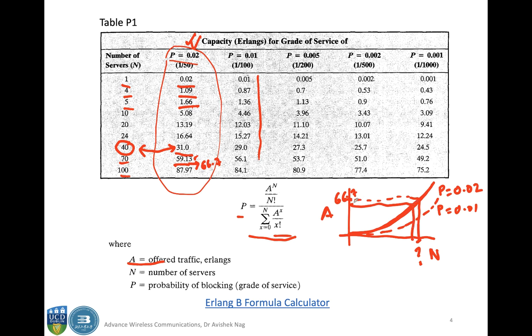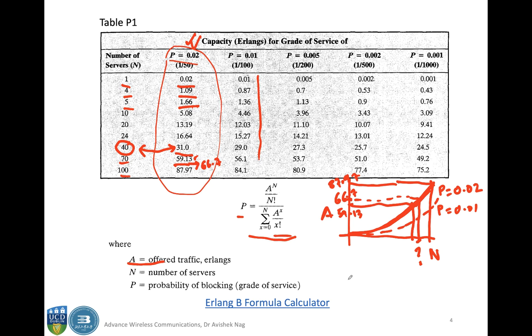And let's say this is your 87.97. So you can imagine that this portion of the graph between 59.13 and 87.97 is a linear graph. If you find the equation of this straight line between 59.13 and 87.97, then you can find out the corresponding value of n for this 66.7 value of a. So basically you are trying to find the equation of this straight line.